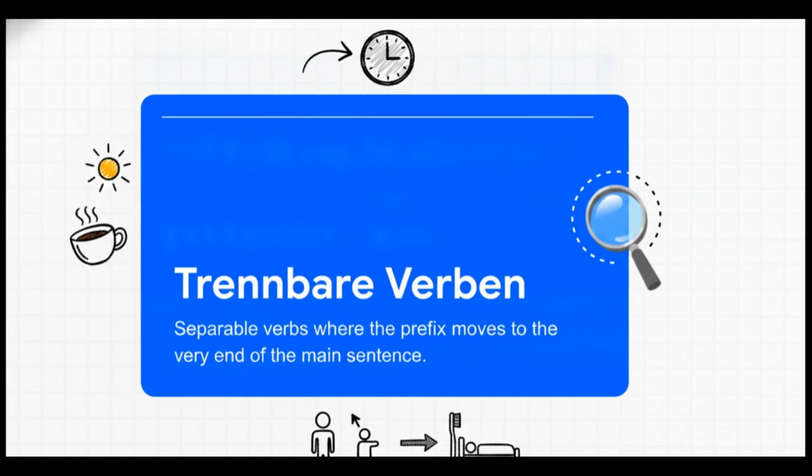Take the verb aufstehen, which means to get up. You don't say ich aufstehe. The auf splits right off. You say ich stehe 6 Uhr auf. That auf acts like a bookend, holding the entire thought together at the end.